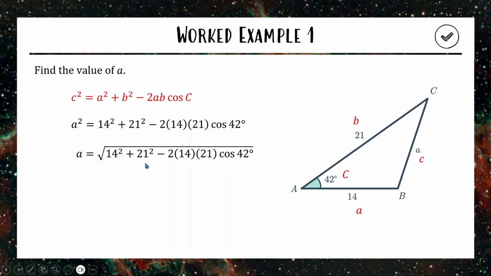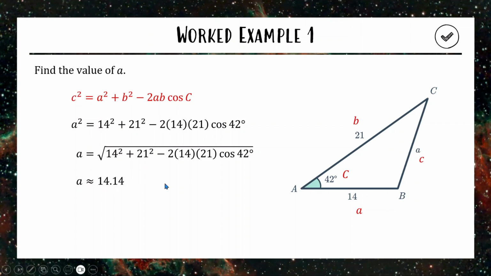Now's a good chance to grab your calculator and check that you can open a square root and type this value in and see if you get the same answer as me, which is equal to approximately 14.14 units. Okay, so recognize which formula you're using, substitute in your values, and for finding a side length with the cosine rule, don't forget to do a square root or your answer will be way too big.